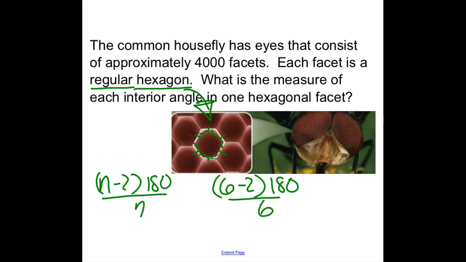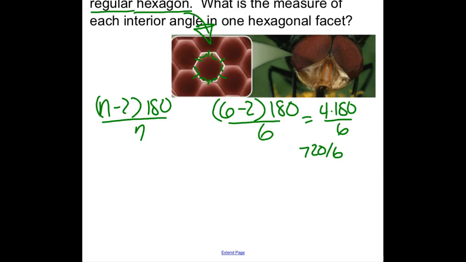6 minus 2 is 4. I then have 4 times 180 over 6. I'm going to go 4 times 180. Enter. I get 720. Now I divide it by 6, and I get 120 degrees. That means each one of these little angle measures up here, each one of these is 120 degrees.